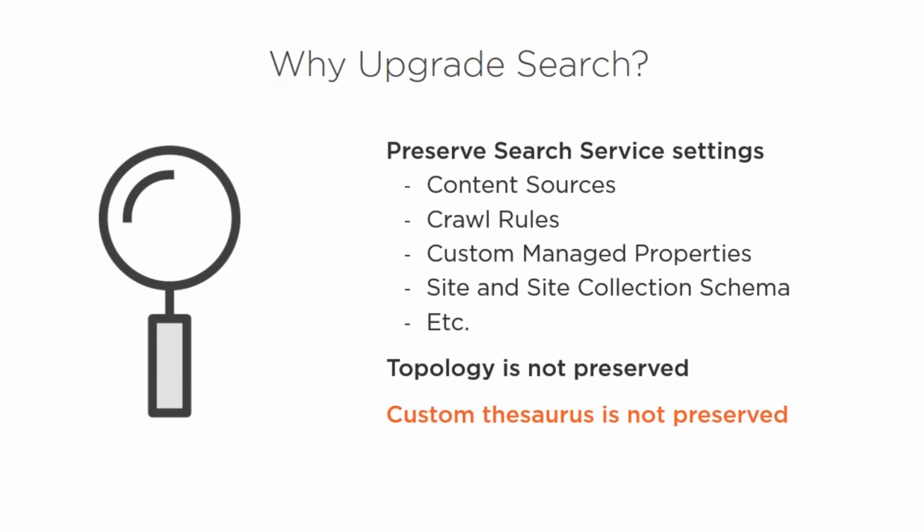The other thing that's not preserved is a custom thesaurus file. If you're using a custom thesaurus file in 2013, it's trivially easy to apply that same file to SharePoint 2016. You'll do that after you configure search. It's just 3 lines of PowerShell and you're back up and running. But you should know that if you are using one in 2013, you'll need to transfer that to your SharePoint 2016 environment. It's not preserved.